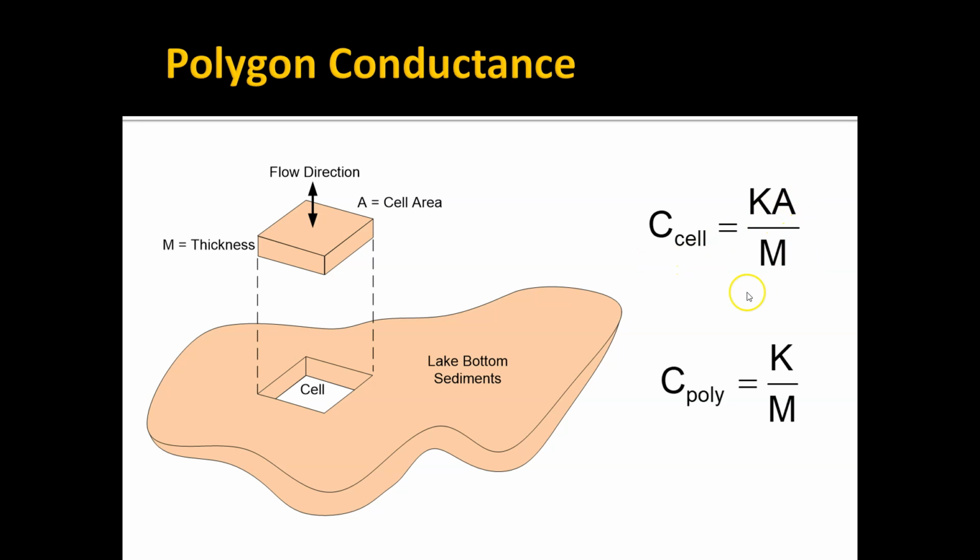And so what you would assign to the polygon is the conductance per unit area. So you factor out the A, and what you would assign is K over M. Again, you could just estimate the hydraulic conductivity of the sediments and then estimate the thickness. It doesn't matter if you're exact. Just get a reasonable estimate, and it's very easy to come up with this kind of term.